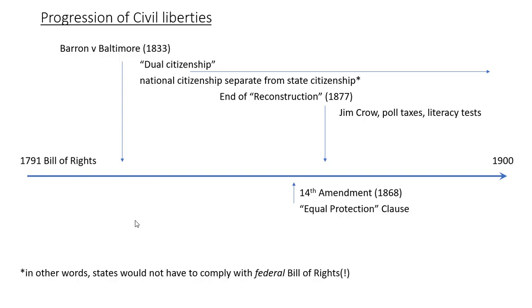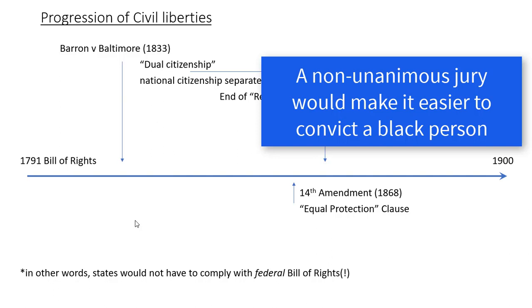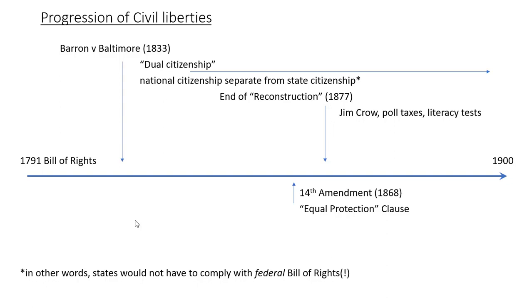There was also some examples of other things such as non-unanimous juries. Some states enacted those, which would actually make it easier for a jury to convict somebody, particularly if that somebody on trial was a black or a former slave or a minority. So non-unanimous juries kind of made that easier for them to discriminate.